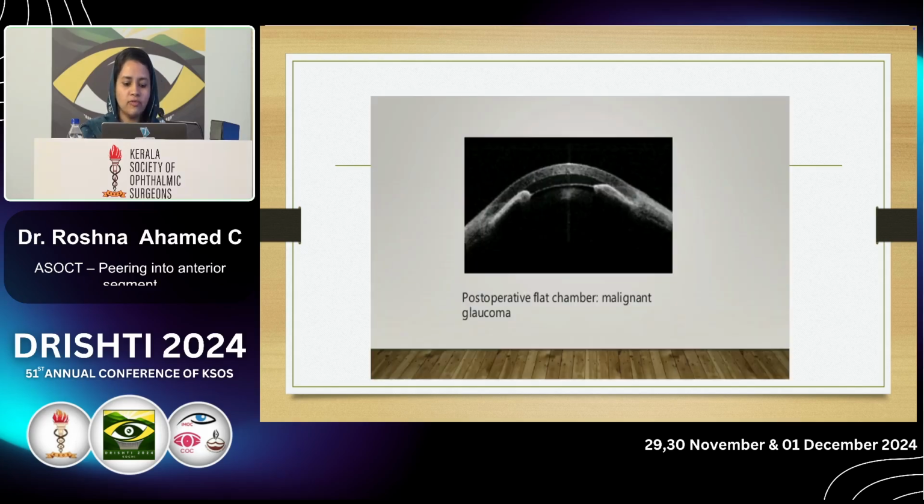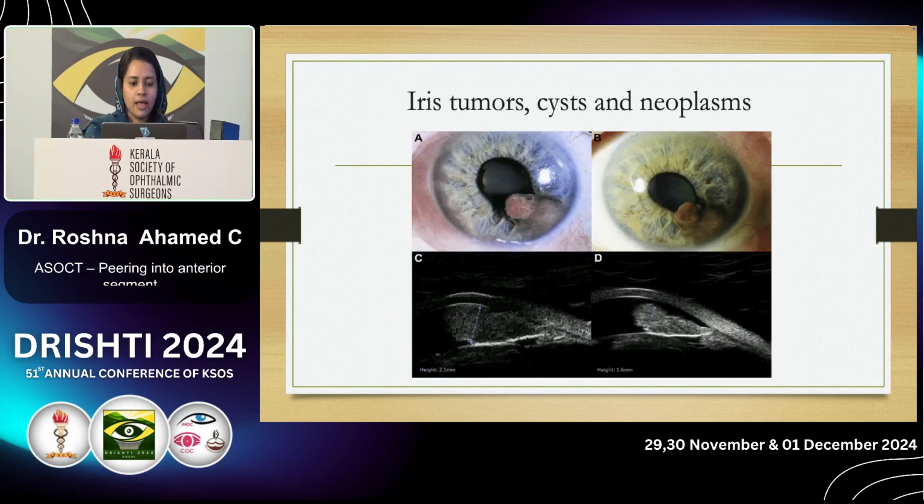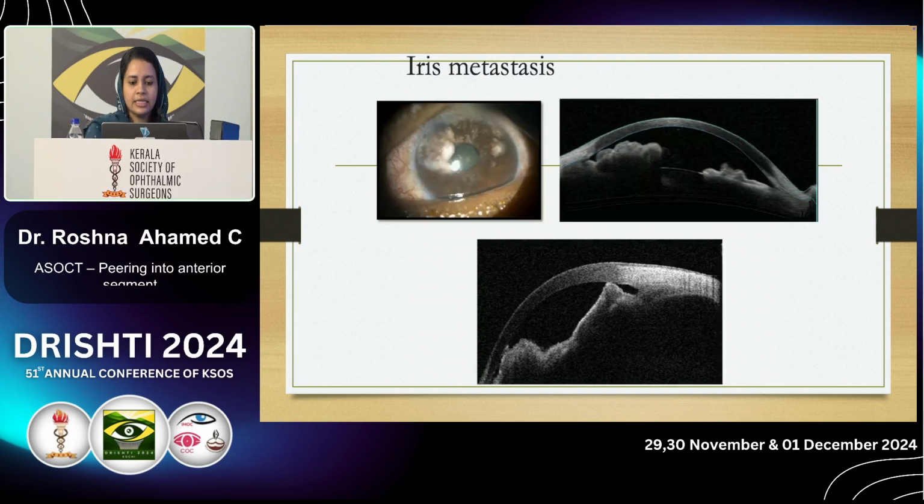In postoperative flat chamber malignant glaucoma, we can take an ASOCT and plan the B scan and everything after that. For iris tumors, cysts and neoplasms also we can take an ASOCT. The first picture is before brachytherapy, and the second picture is one year after brachytherapy. We can see the lesion has regressed. Here is another patient who came to our hospital with suspected iris metastasis. In this case also we can take an ASOCT and look at the extent of the metastasis and whether it is extending to the angle.